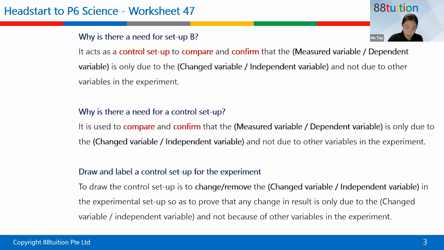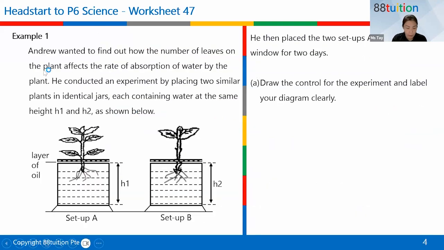Now, why is there a need for a control setup? Again, it is used to compare and confirm that any change in the dependent variable is due to the change variable and not other variables in the experiment. Then draw and label. Make sure when you draw and label, you change or remove whatever independent variable is in the experimental setup. So next, we go into examples now.